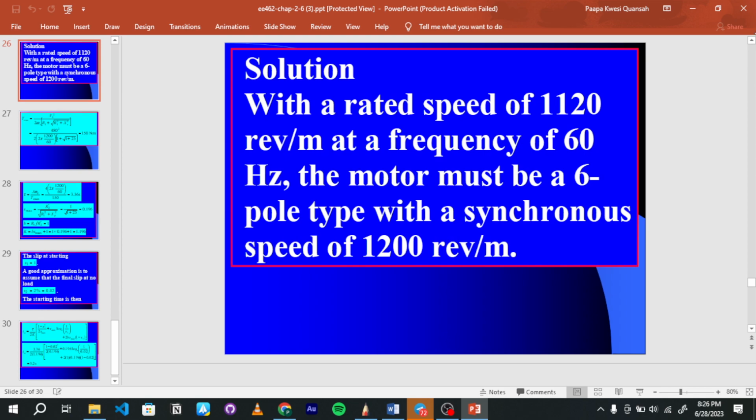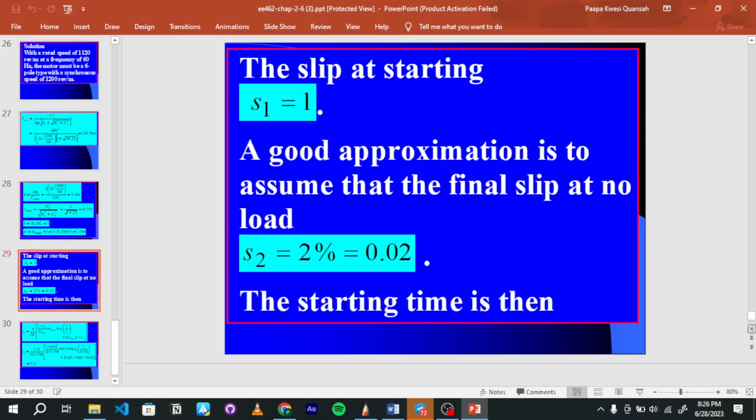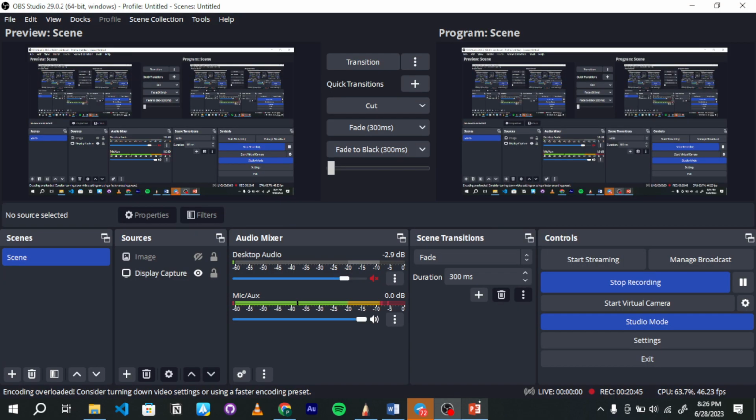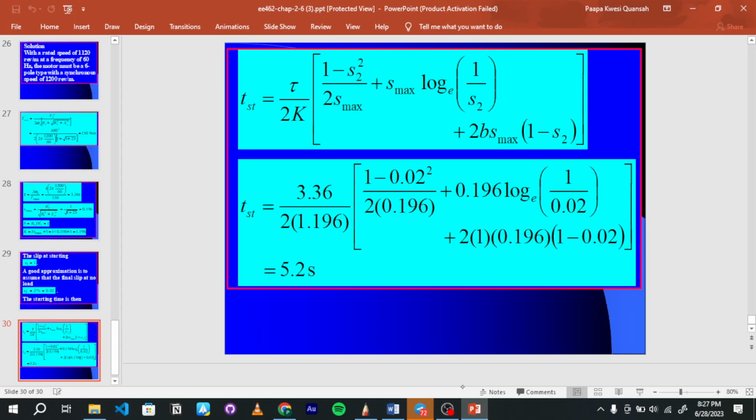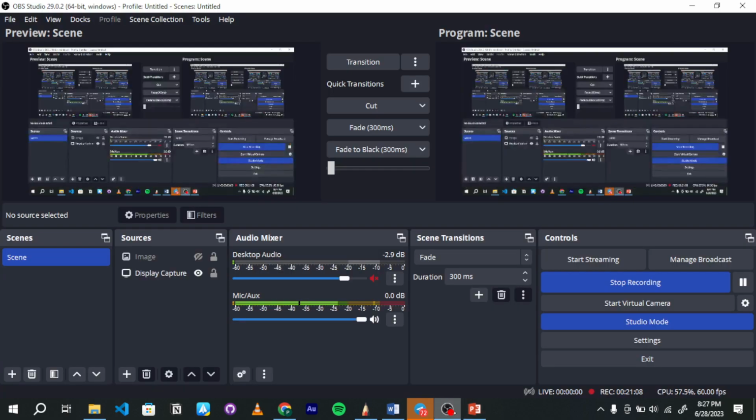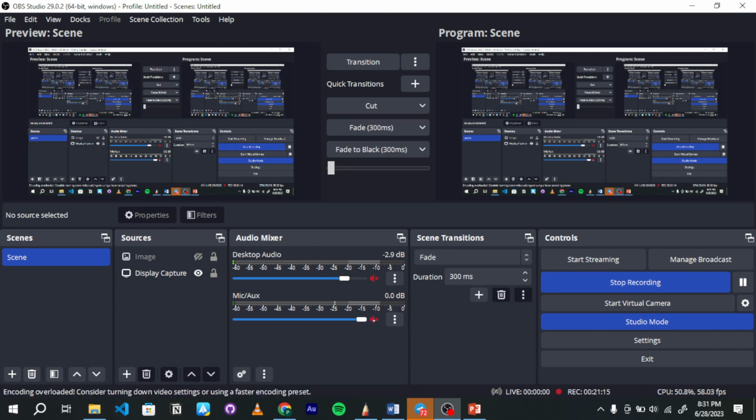So that's how we go ahead. As for the starting time of induction motors, it's formula work. We will take some other examples, some MCQs, in our crash course, and then we'll see more examples. Okay. Let me hold on a bit. All right, let's move on.